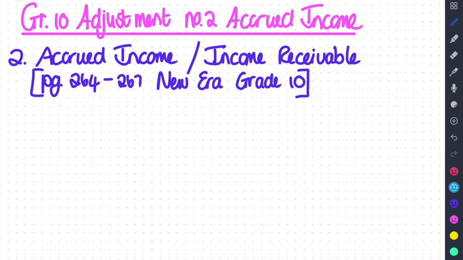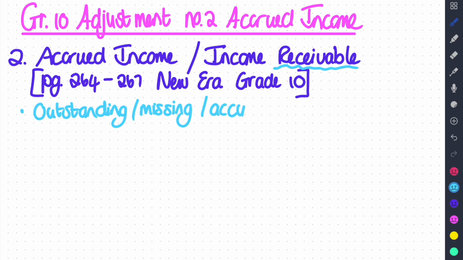Okay, great teens. Let's take a look at adjustment number 2, which is accrued income receivable. What does this mean? This means it's income that is outstanding. It is income that is missing. It's almost like you're waiting for it to be paid. You can also refer to it as accumulated, like it's almost piling up as this person is falling behind on giving you the money. Why are we concerned with this in our adjustments?